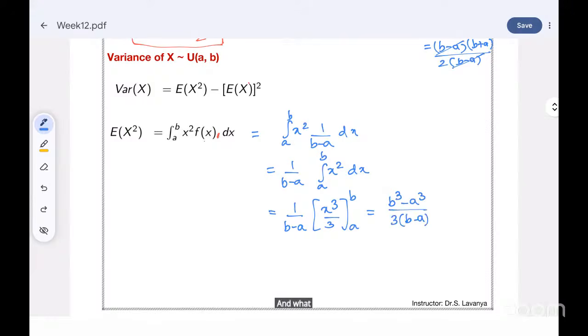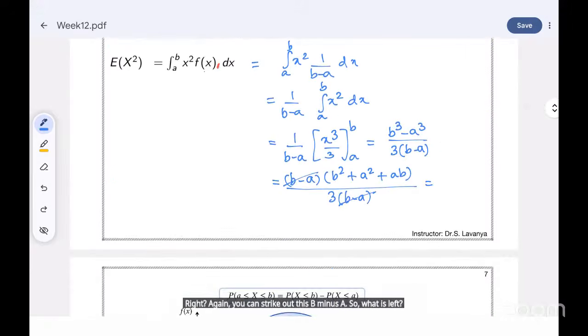And what is the formula for b cube minus a cube? b minus a times b square plus ab plus a square. Right? And then 3 times of b minus a. Again, you can strike out this b minus a. So what is left? b square plus a square plus ab by 3. So now we have calculated expectation of x square.